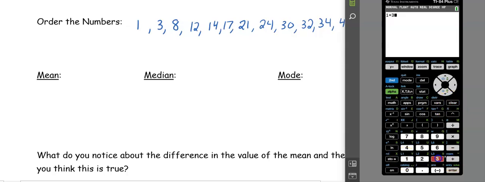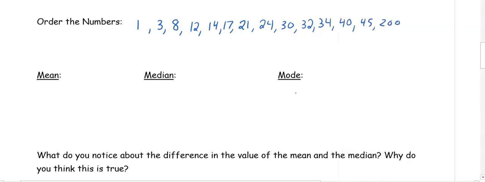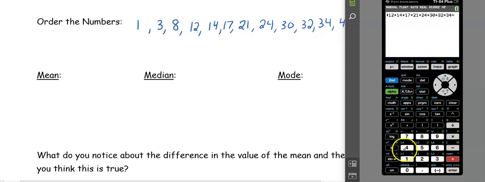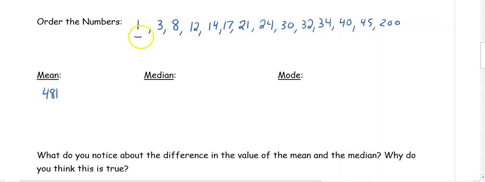So we have 1 plus 3 plus 8 plus 12 plus 14 plus 17 plus 21 plus 24 plus 30 plus 32 plus 34 plus 40 plus 45 plus 200. So that's going to get us 481. If I count my numbers, 1, 2, 3, 4, 5, 6, 7, 8, 9, 10, 11, 12, 13, 14. There are 14 numbers. So we're going to divide 481 by 14.